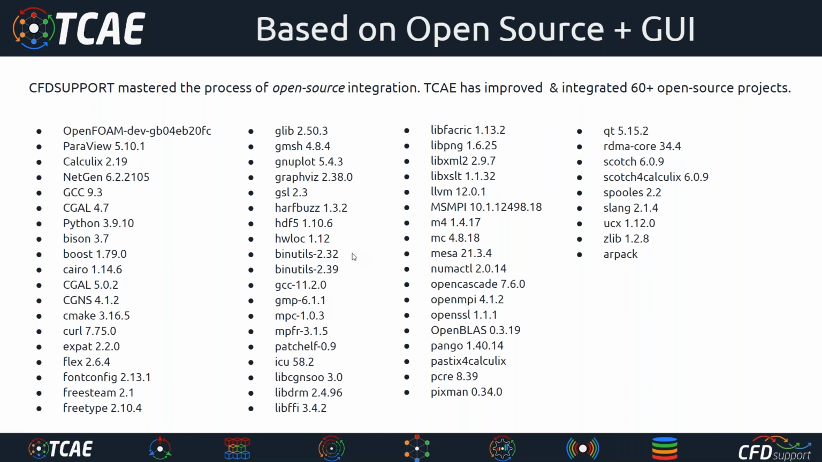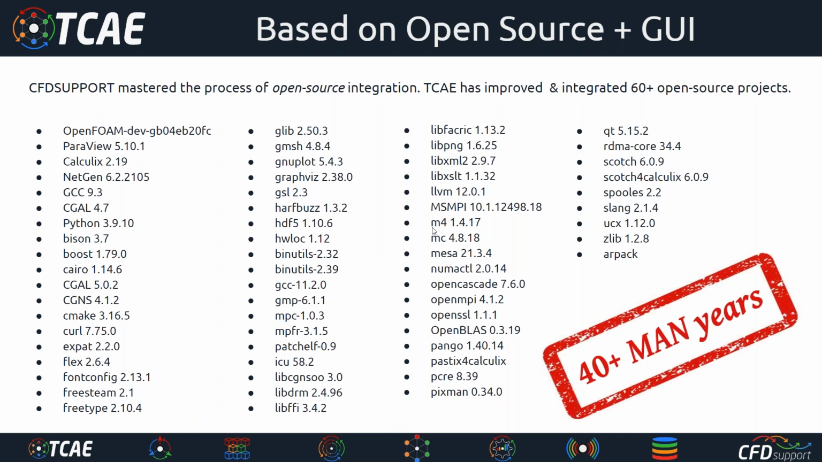That's a really big thing again, because as you know, here at CFD support, we have mastered the process to, I would say, take open source and turn it into usable software for engineers to be used in the industry and to be productive for professionals in the industry. So TCAE has more than 60 open source projects to create a coherent software where everything works together and is really functional. We've spent enormous time in developing it.